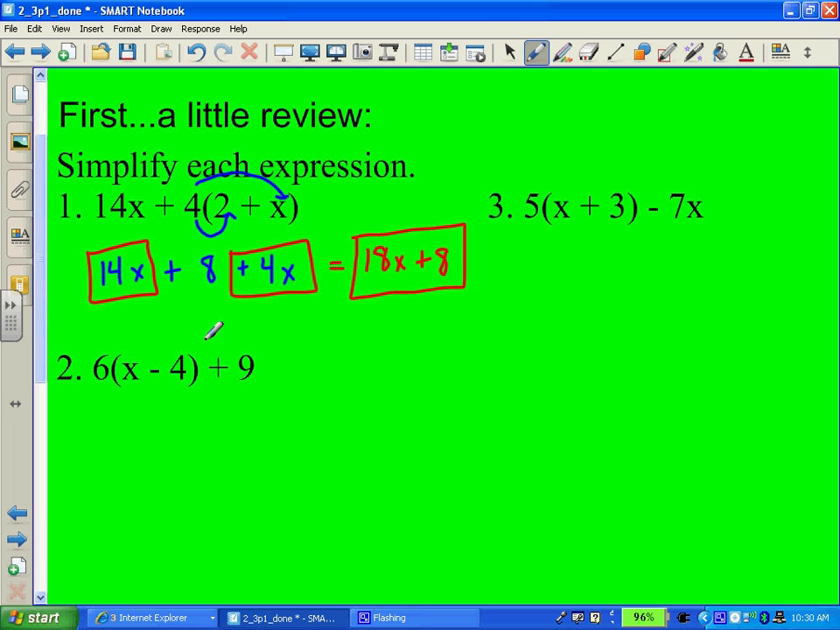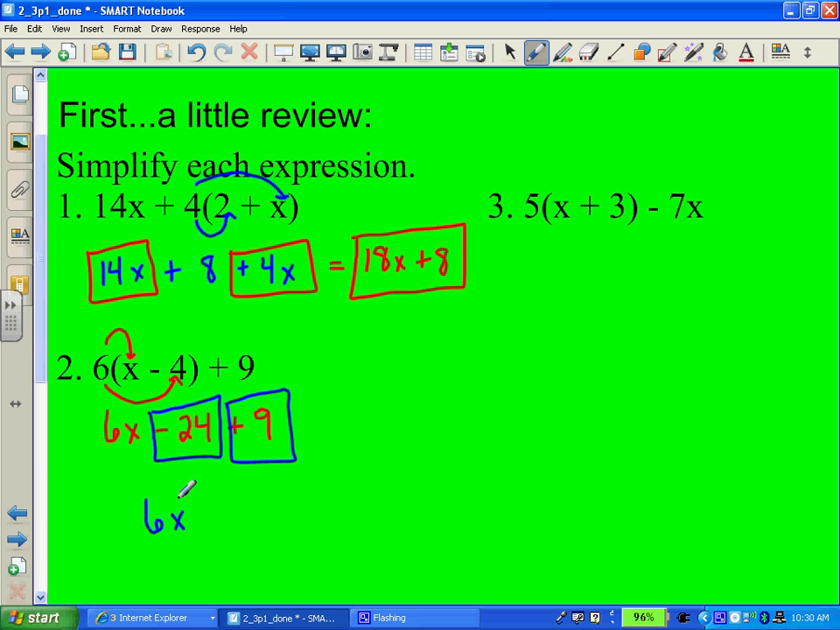Again, I have parentheses, so I know I have to distribute. So I'm going to do 6 times x and 6 times negative 4. Okay, remember I got to pay attention to the sign in front, so that means minus 24. Now again, after I get rid of the parentheses, I look for like terms. Now I have 2 constants here, and constants are like terms. So I have negative 24 plus 9.